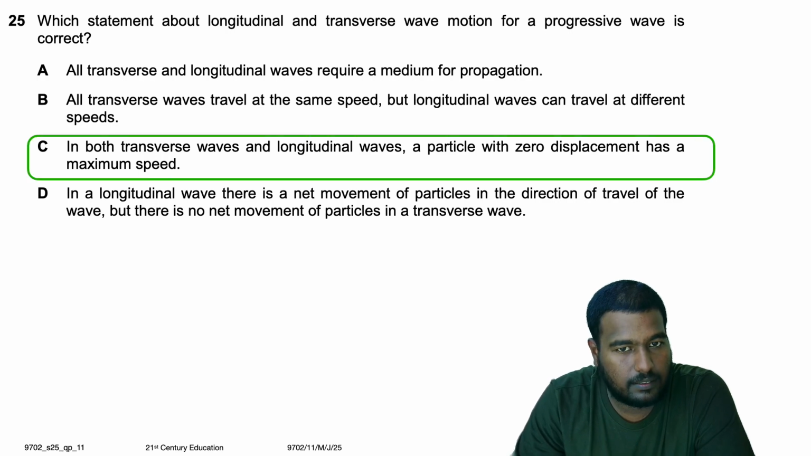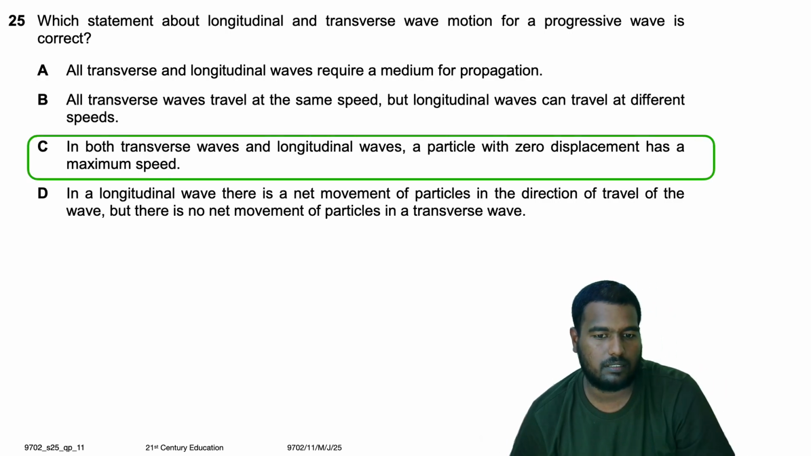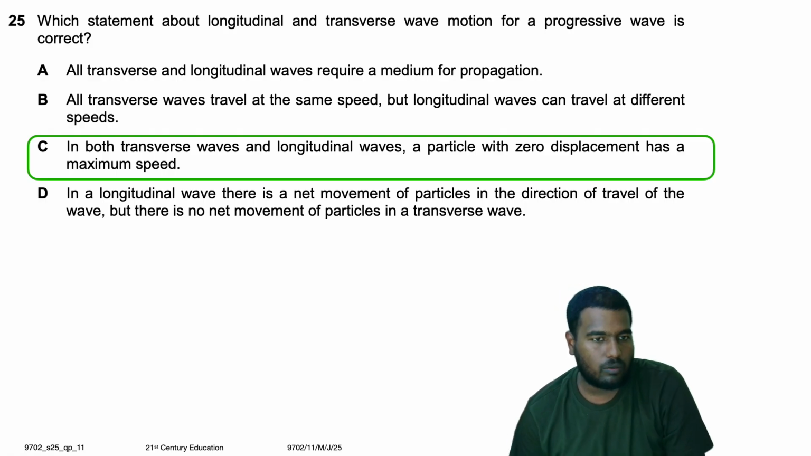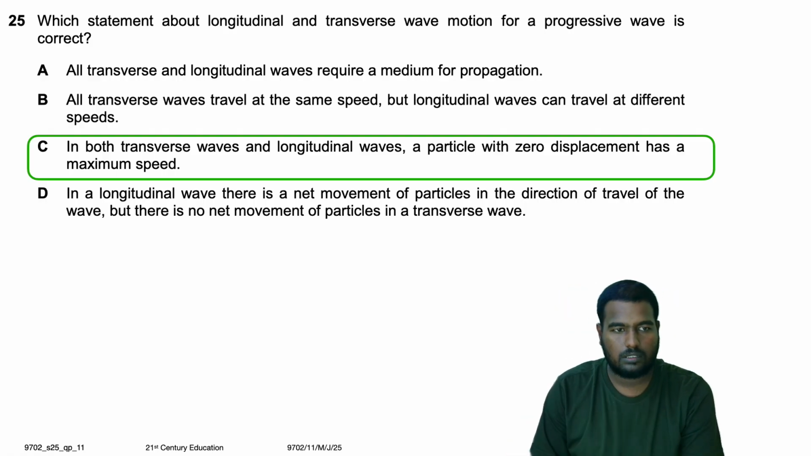C is right. We'll see why others are wrong. "All transverse and longitudinal waves require a medium for propagation." Wrong. A transverse wave can propagate without a medium. One good example is an electromagnetic wave, light.